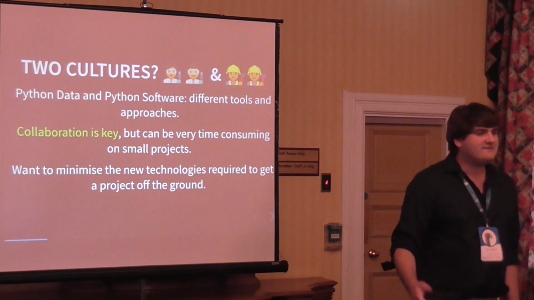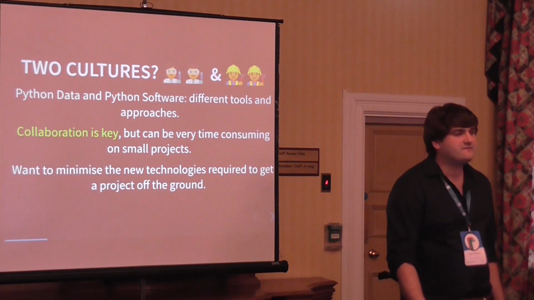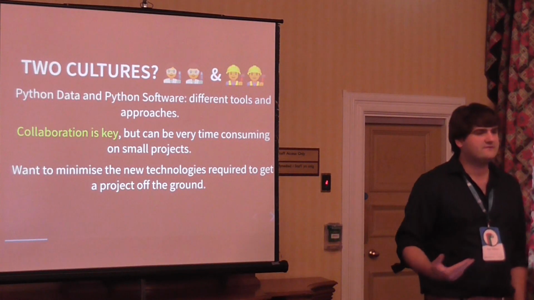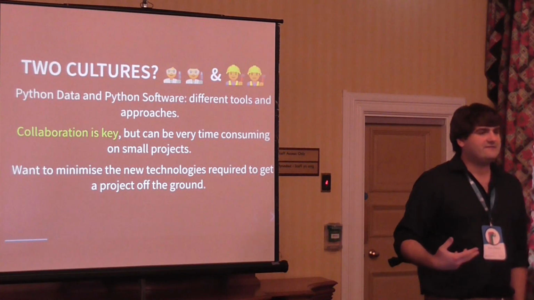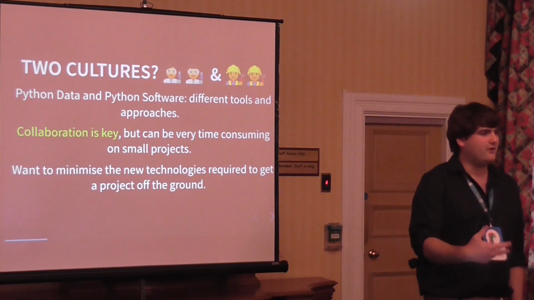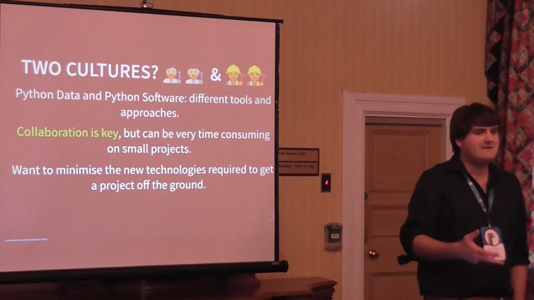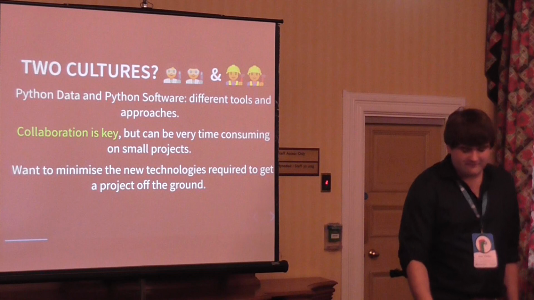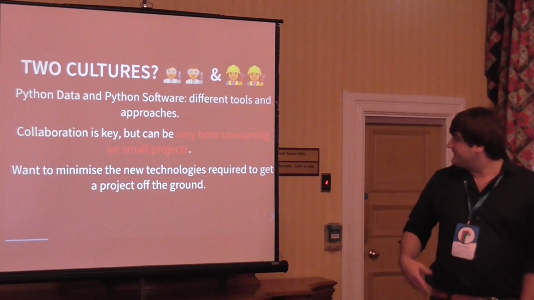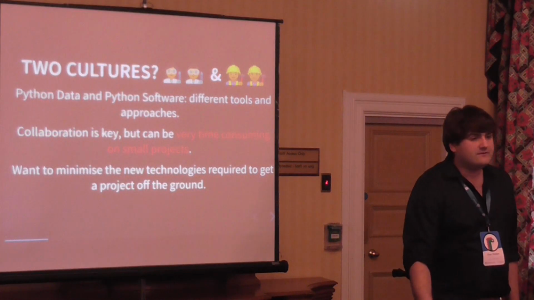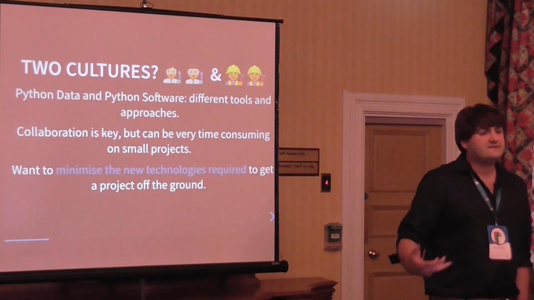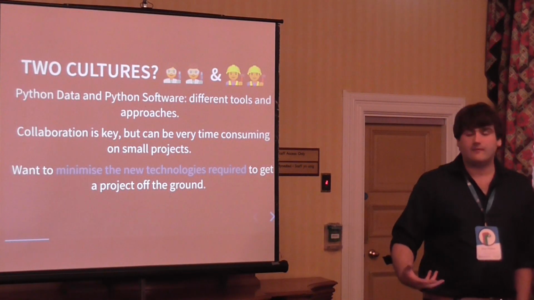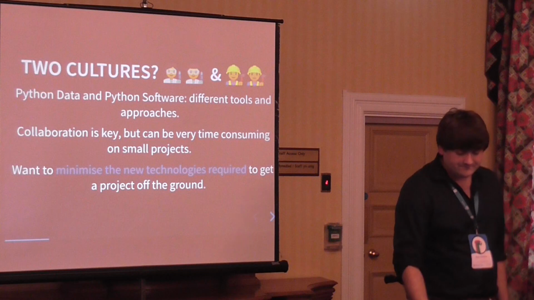But it can also be very time-consuming on small projects. For example, if I want to make a proof of concept app, I don't necessarily want to have to get a JavaScript engineer on my team, because for a small project, that's going to be very time-consuming. So what I want to do is minimize the new technologies that are needed for a data scientist to begin working on a project and get something off the ground.